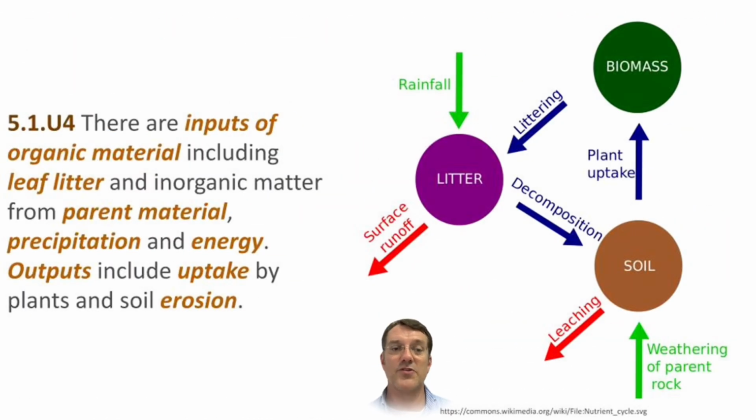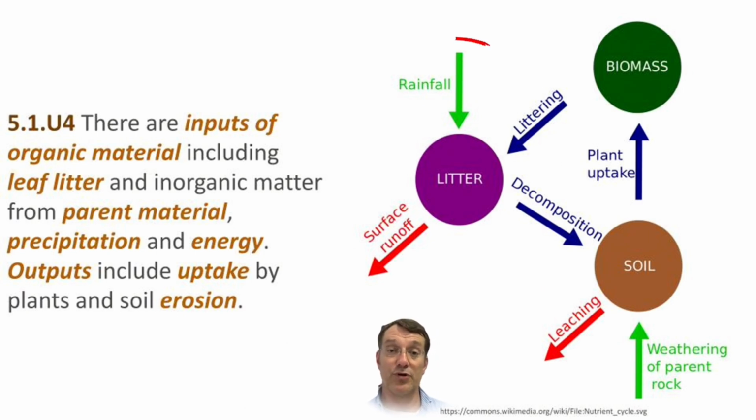This systems diagram shows different inputs of organic material, including leaf litter. That's all the leaves that fall onto the surface of the ground from plants that live in that area. You also get the parent material, that's the bedrock down there in the R horizon of your soils. And as that parent material is slowly eroded or weathered over millennia, it contributes to smaller and smaller bits of rock that are in the soil and make up that mineral content.